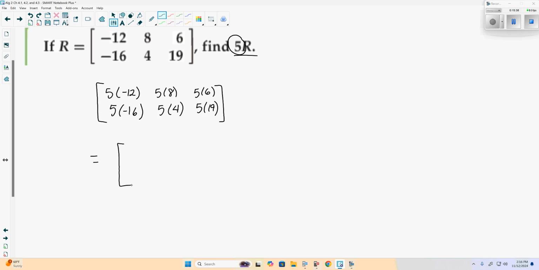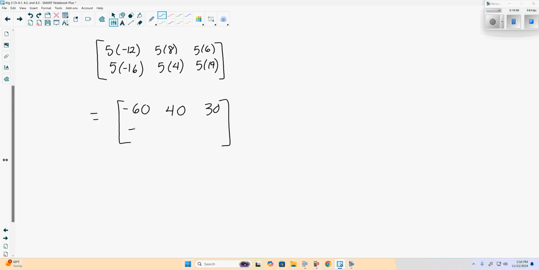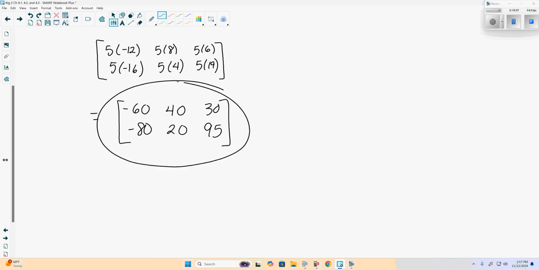So the first one we can do is 5 times negative 12 is negative 60. Then we do 5 times 8, which is 40. 5 times 6 is 30. Now 5 times negative 16 is negative 80. 5 times 4 is 20. And 5 times 19 is indeed 95. That's it.